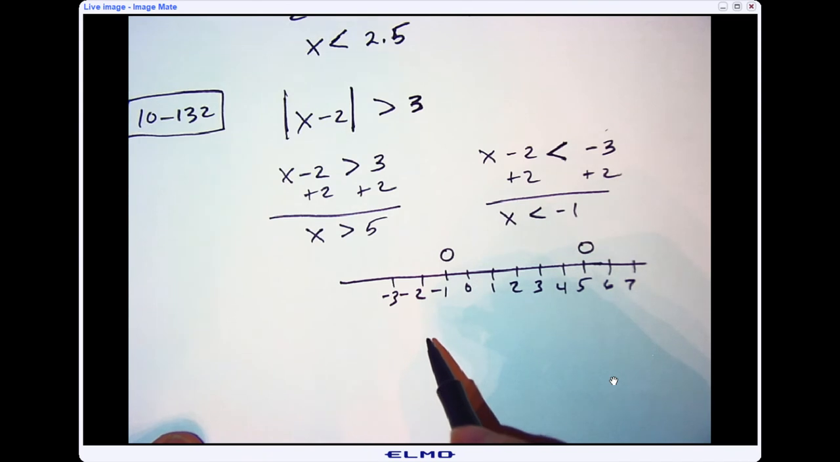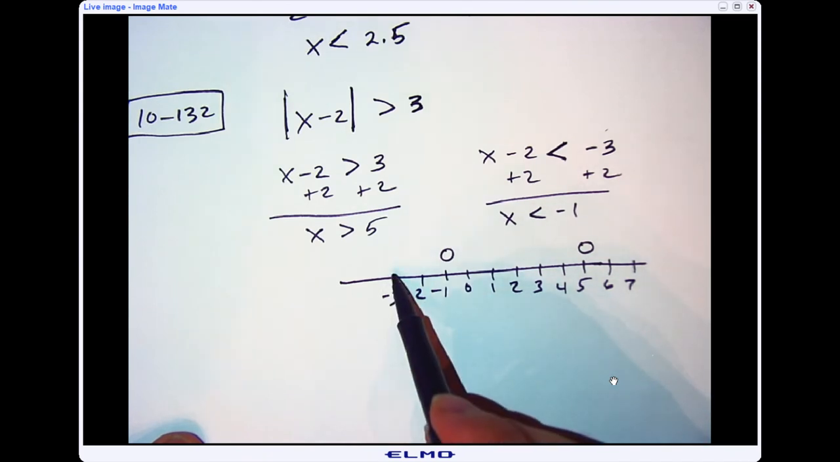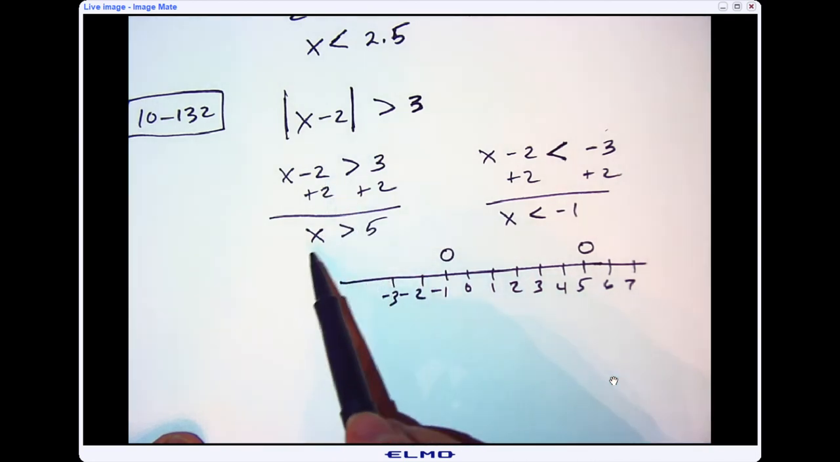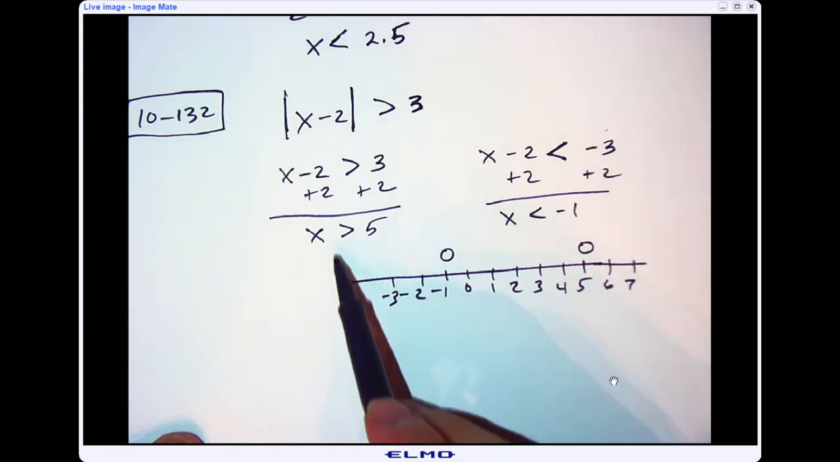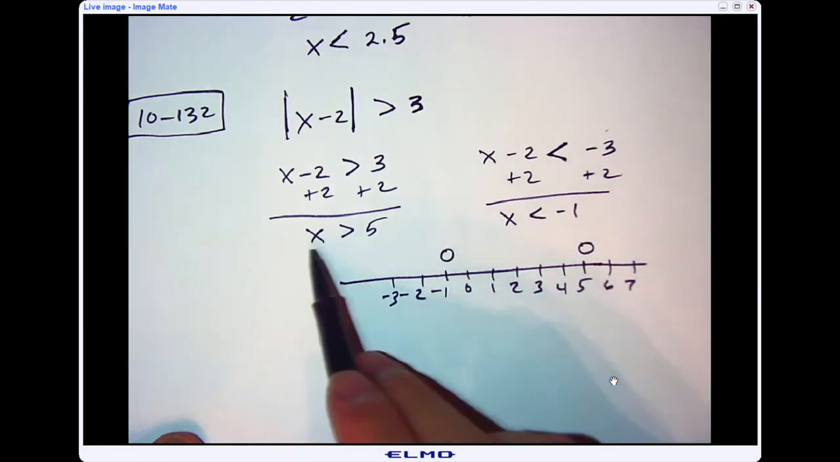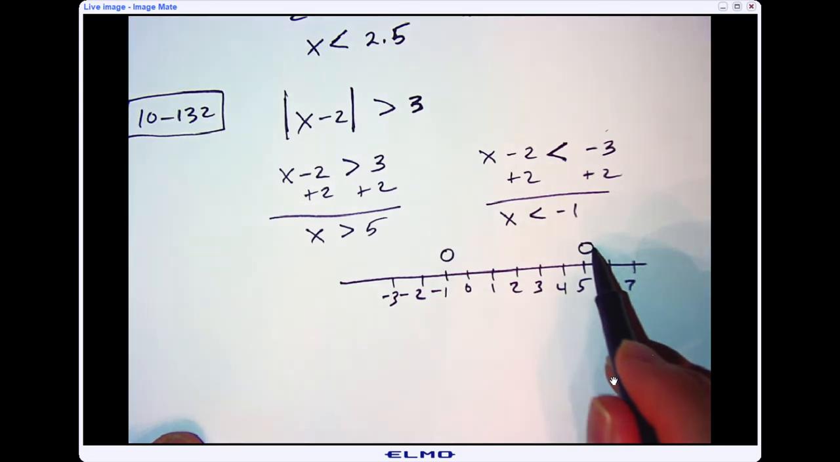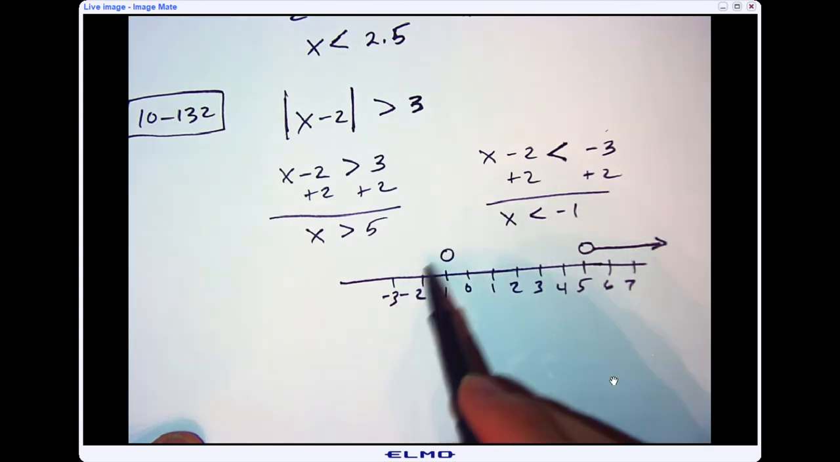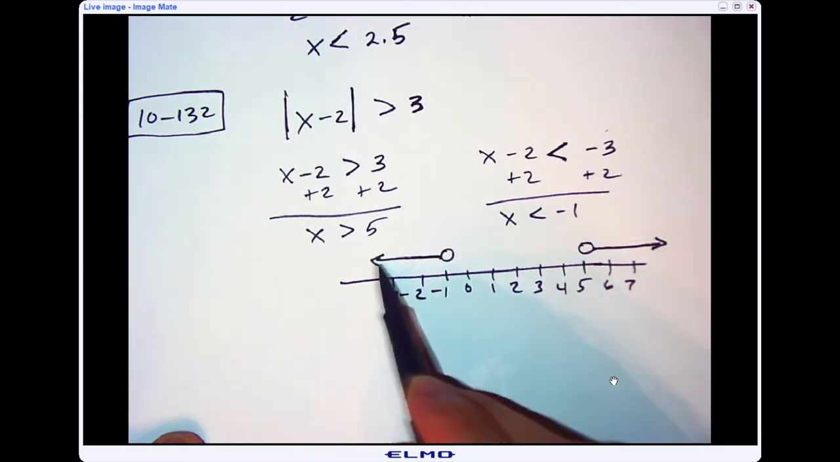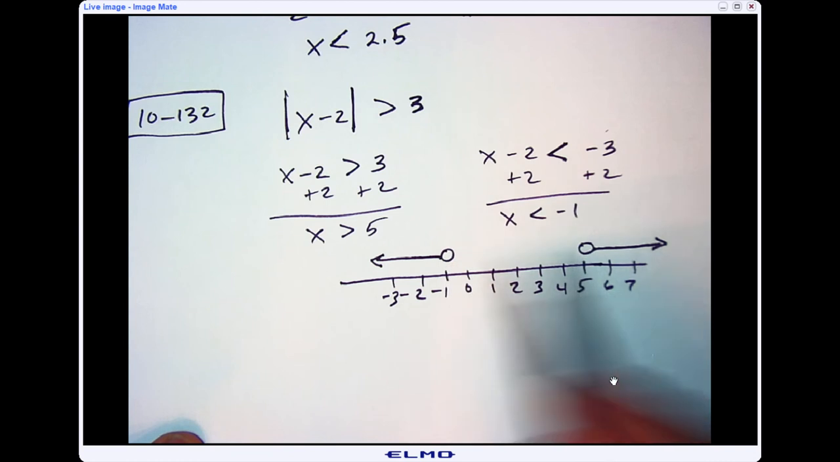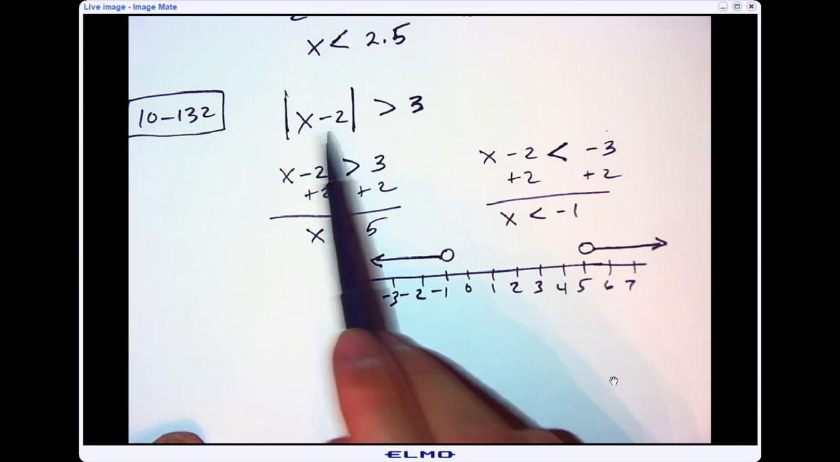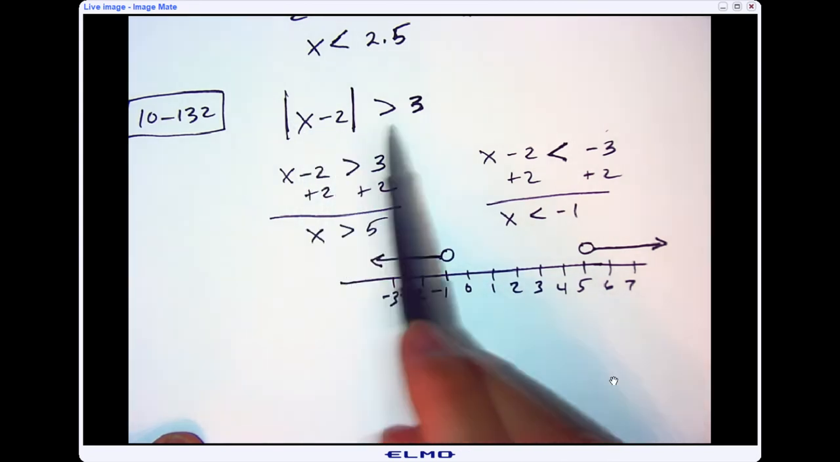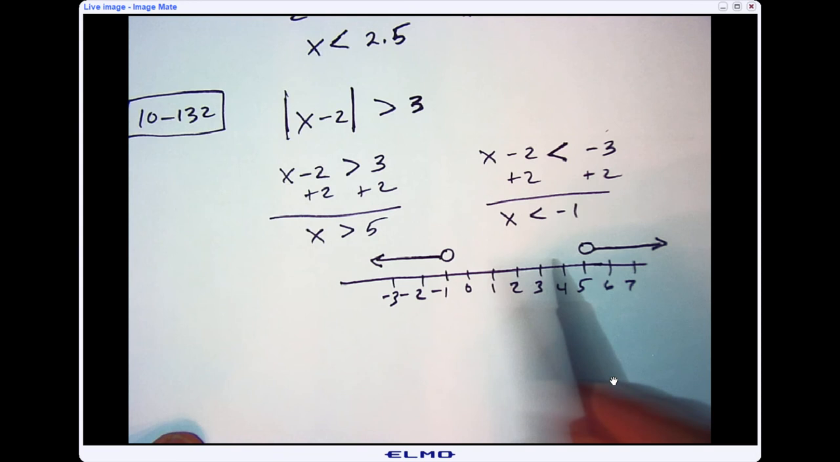What you could do is try a number like negative 3 over here. Negative 3 is clearly not greater than 5. So if it's greater than 5, probably over here would be a better solution. And this one is x is less than negative 1, so it has to be numbers less than negative 1. Nothing in between the two dots is going to work, and I can prove it to you. Let's say we take the number 2. 2 minus 2 is 0, the absolute value of 0 is 0, and 0 is not greater than 3. So none of these numbers in here are going to work.